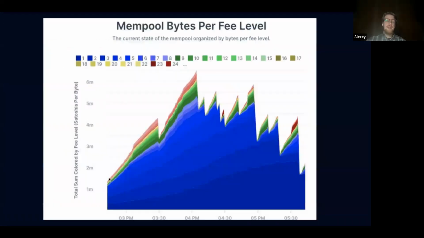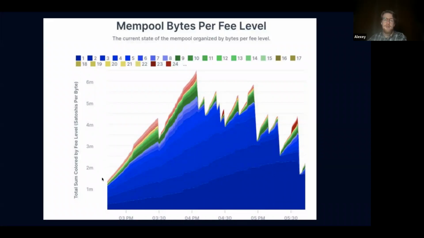transaction count. And here we have a similar situation, but it shows the mempool bytes per fee level. So the colored layers represent the price of Satoshi per byte. So this is 1 Satoshi, this is like 10 Satoshi, the red one is 23 Satoshi, and so on and so on. And they are ranged from the lowest to the highest. The cheapest transactions are at the bottom, and the most expensive ones are at the top.